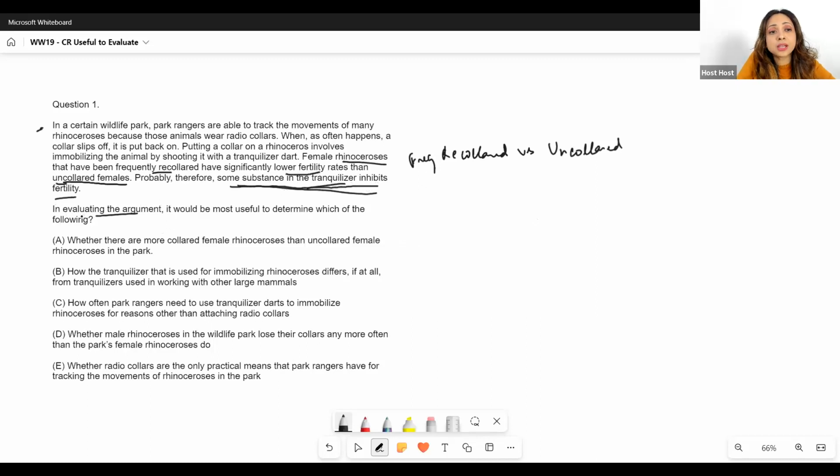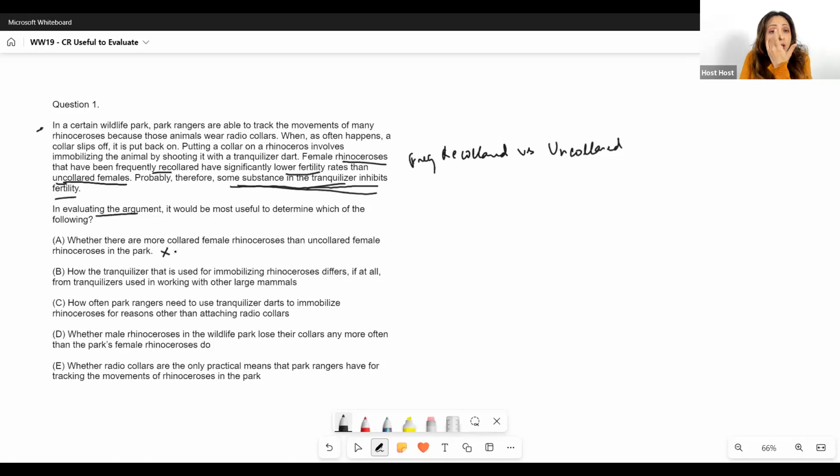Okay. So in evaluating the argument, it would be most useful to determine which of the following. And now we look at the options. So A, whether there are more collared female rhinoceroses than uncollared female rhinoceroses in the pool. Now, does that matter? The number of collared versus number of uncollared, it doesn't matter. We are just talking about the fertility rate. So then, we would be comparing, let's say, 100 collared females with 100 uncollared females. Total, how many collared or how many uncollared there are, it doesn't matter to us, right? So this is certainly not useful to evaluate.